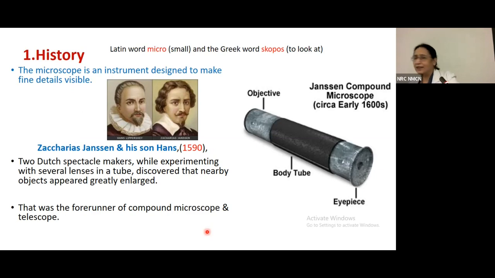So microscope is a combination of two words. One is Latin, that is micro, that means small, and a Greek word, scopus, that means to look at. It is an instrument which is designed to make fine details visible. Zacharias Janssen and his son, two Dutch spectacle makers, while experimenting with several lenses in a tube, discovered that nearby objects appear greatly enlarged. This was the forerunner of compound microscope and telescope. That was in 1590.